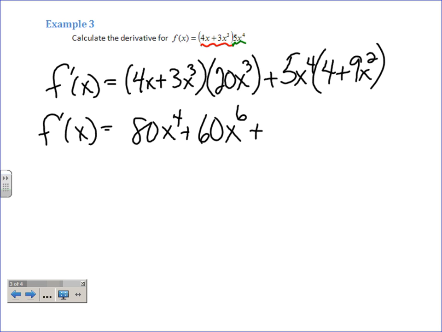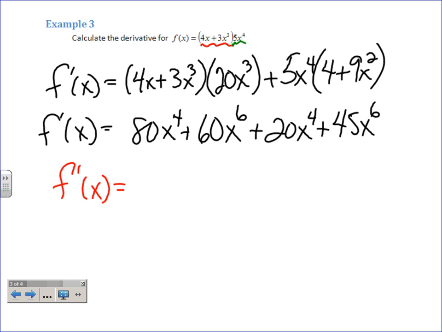So plus 20x to the fourth plus 45x to the sixth. Very good. Again, that's the next one I was worried about. Were you going to tell me to the sixth or to the eighth? So then you take a look and you say, okay, the derivative of this side is very simple. There it is. And that one can go together. And that one and that one can actually go together.